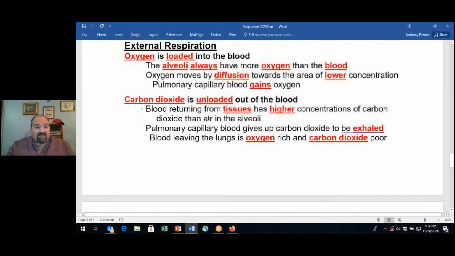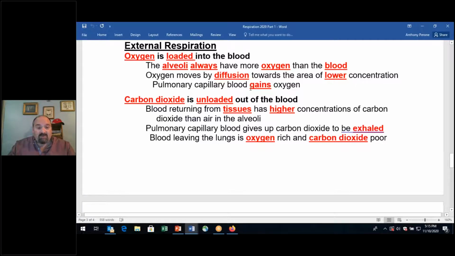Now, the external respiration, I said, it's the movement of oxygen being loaded into the blood. So the oxygen in the alveoli of the lungs leaves the lungs, enters into the blood, those capillaries surrounding the alveoli. It's loaded into the blood. The alveoli always has more oxygen than the blood. So then the oxygen moves by diffusion toward the area of lower concentration. So within the lungs, high concentration. In the blood, low concentration. Movement from high to low, it's diffusion, is it not? So that will be diffusion into the blood.